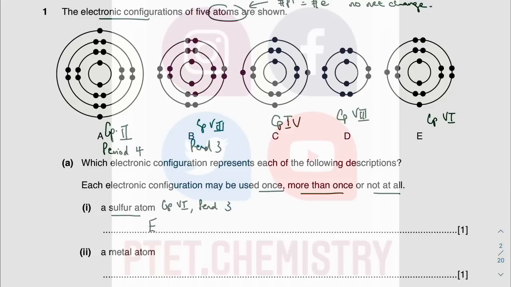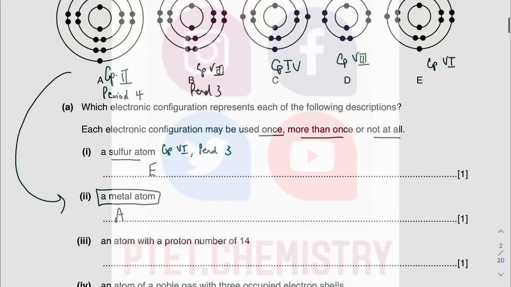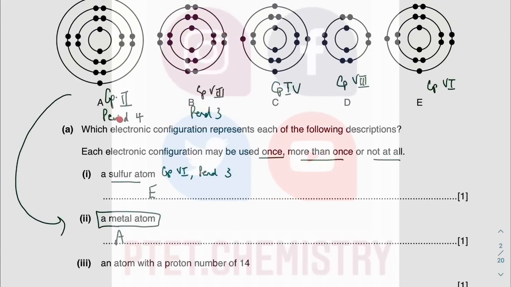Okay. A metal atom for part 2. So you're looking at a metal. Well, there's the obvious one there. So A, there's calcium. This is because of group 2 metal, period 4.